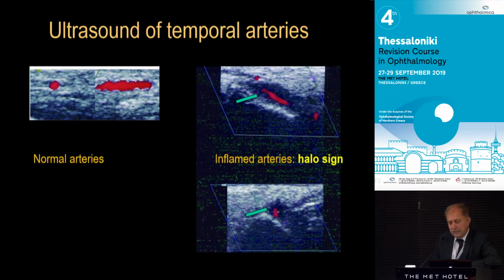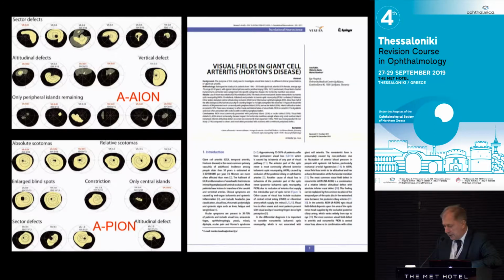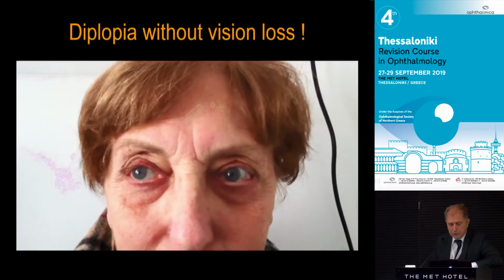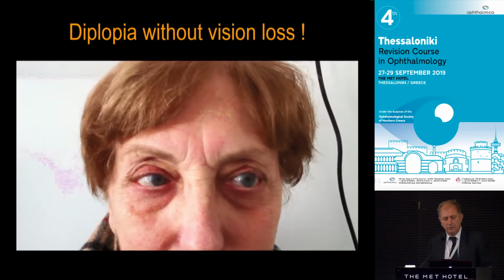Now, for the visual field defects, this is a paper that we published a couple of years ago. If you have anterior ischemic optic neuropathy, you will usually have an altitudinal defect. If you have a posterior one, you will usually just have a centroscotoma. So a centroscotoma in older patients with normal fundi is actually typical for temporal arteritis with posterior ischemic optic neuropathy presentation.